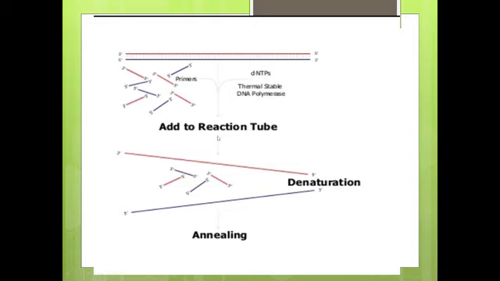Now when these are first heated, the temperature will be set at 92 to 96 degrees centigrade. This will result in separation of the parent DNA strands like this. So these have separated. Then the temperature will be lowered to 52 to 60 degrees centigrade so that these primers will get annealed to their respective separated DNA strands.